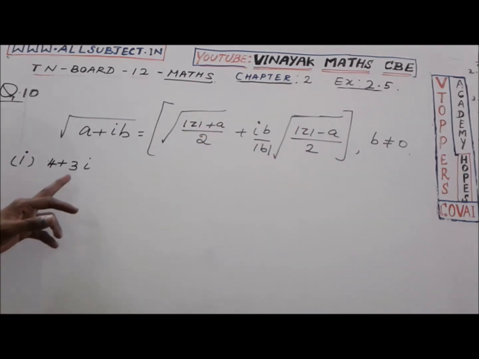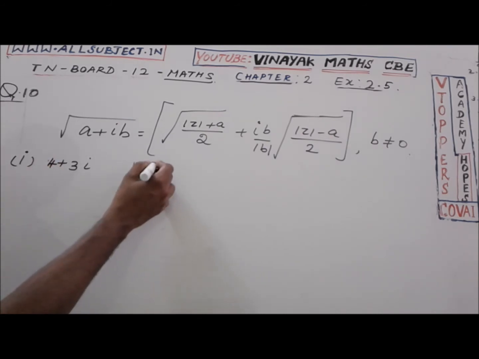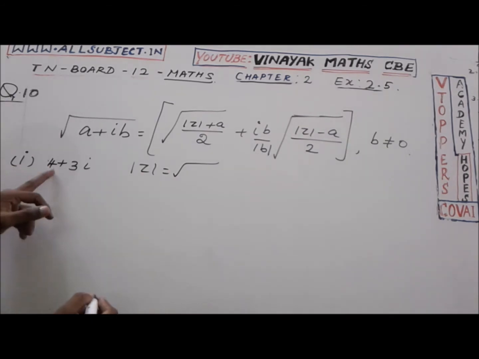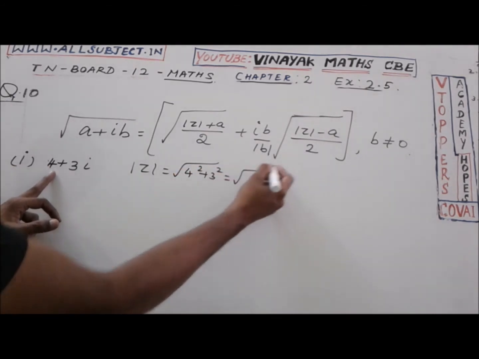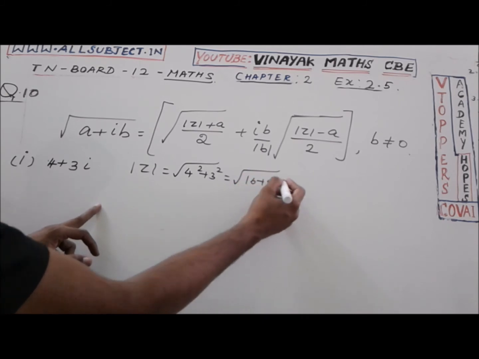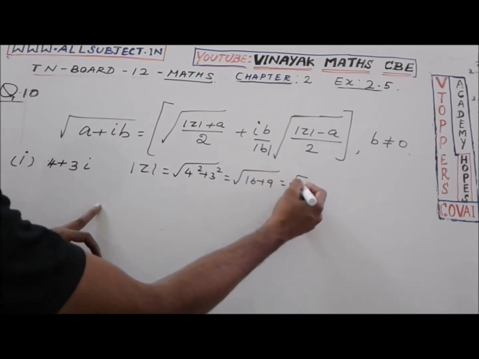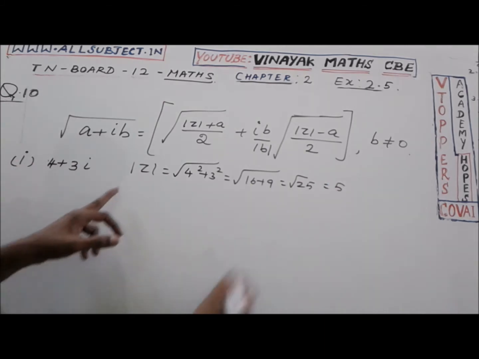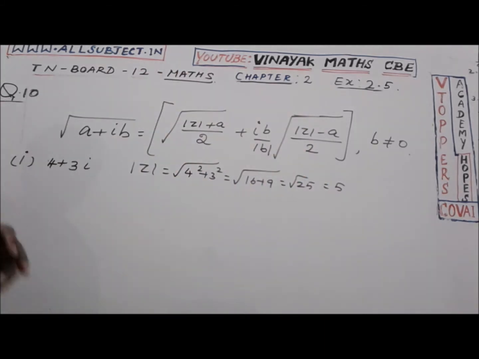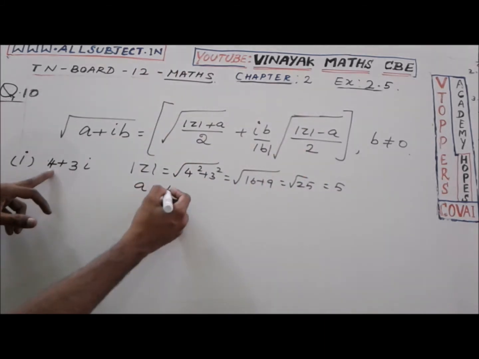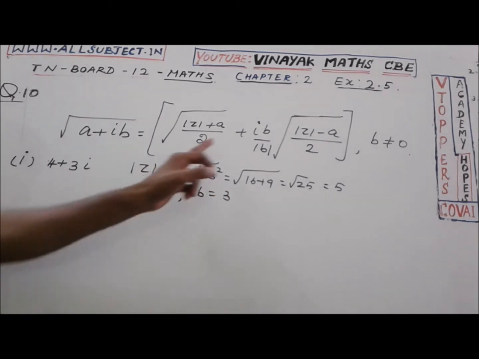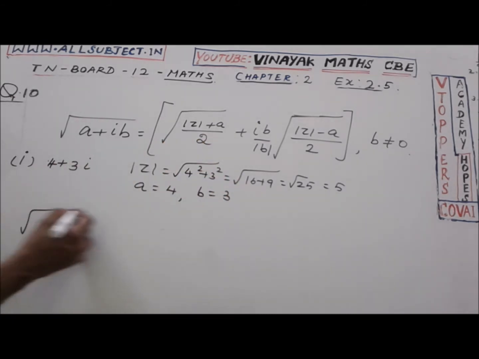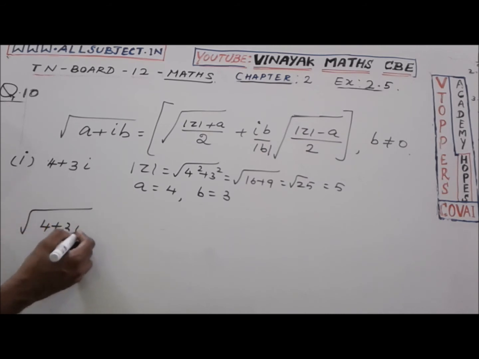So given z equal to 4 plus 3i, as the first subdivision. Modulus of z equal to root of 4 square plus 3 square, that is equal to root of 16 plus 9 equal to root 25 equal to 5. So modulus of z is 5 here, a is the real part 4 and b is the imaginary part 3.